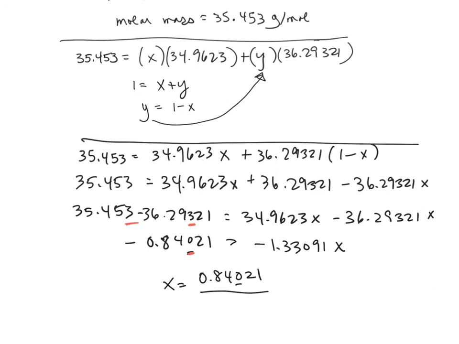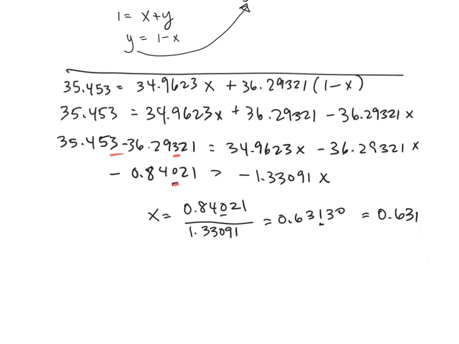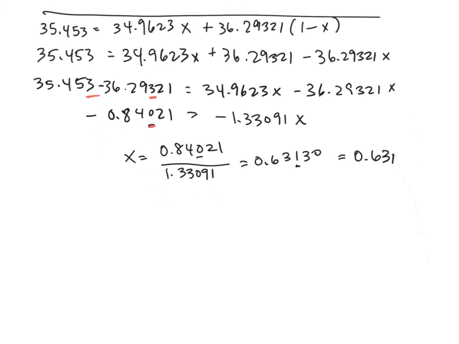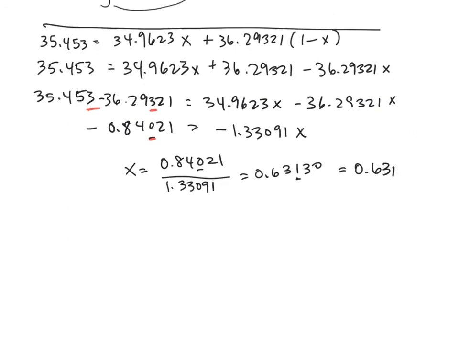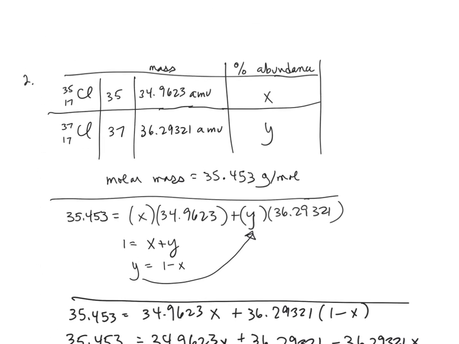0.84021 divided by 1.33091, and this is equal to 0.63130. 3 sig figs in the answer using the multiplication and division rule, and 0.631 would be the answer. So for this one then, x is equal to 63.1%, and x is the abundance of the chlorine 35 isotope.